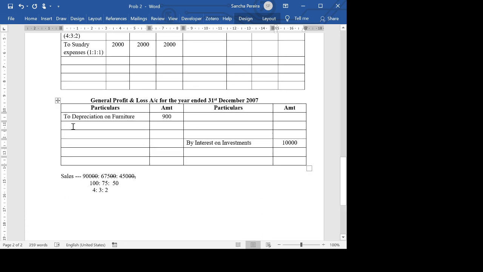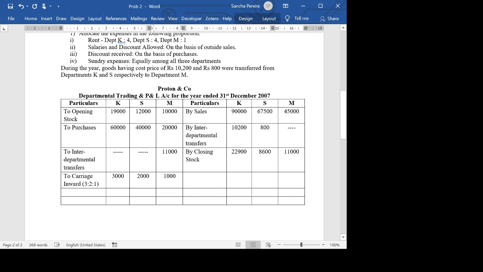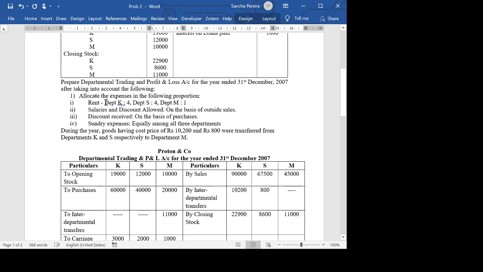Then we also have two donations, which is 5,000, and we also have interest on loan paid, which is 1,000. I think we have posted everything. We have shown all this on the suitable basis. We have shown this transfer as well.